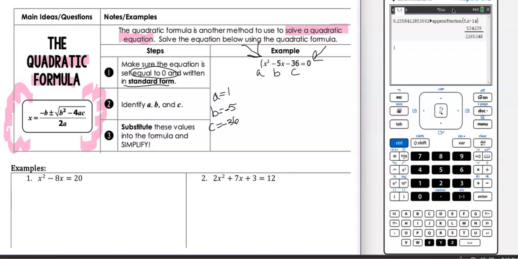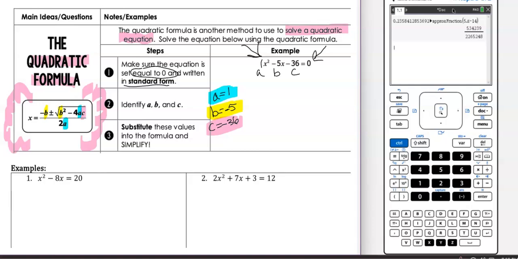Your last step is to substitute these values into the formula and simplify. Substitute just means replace. So anytime you see an a in the quadratic formula, we would be replacing it with 1. Anytime you see a b, we will replace it with -5. Lastly, the c is going to turn into a -36.